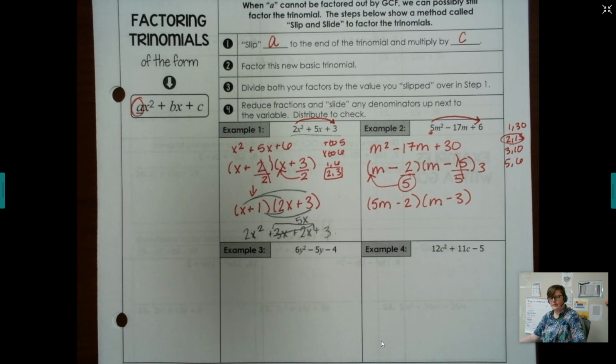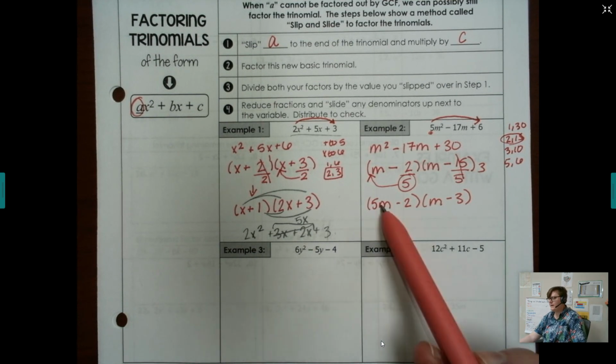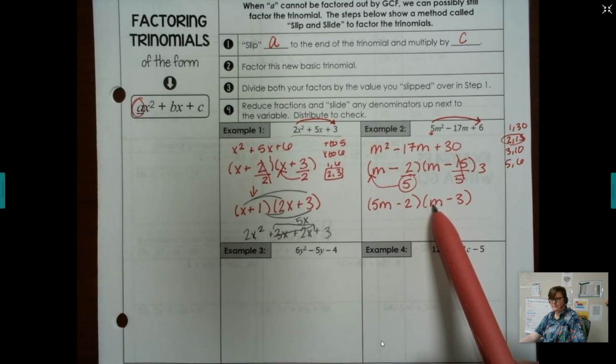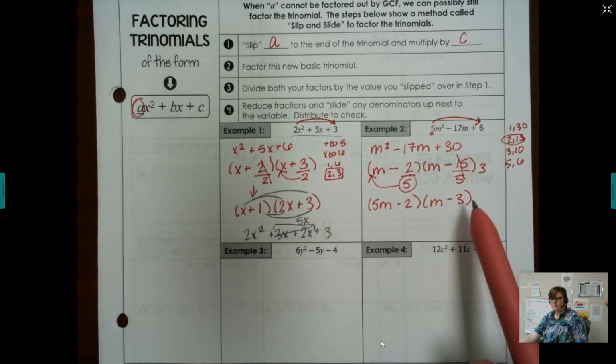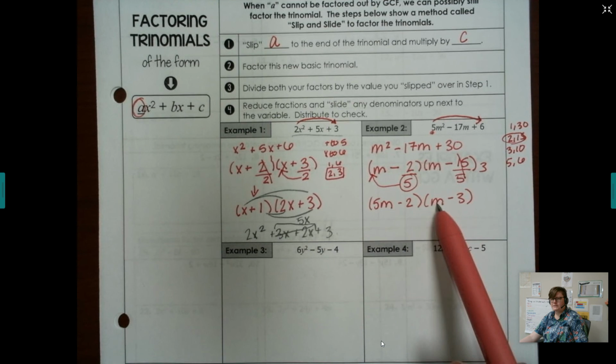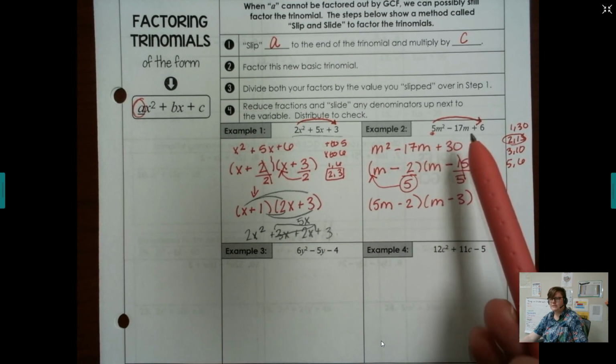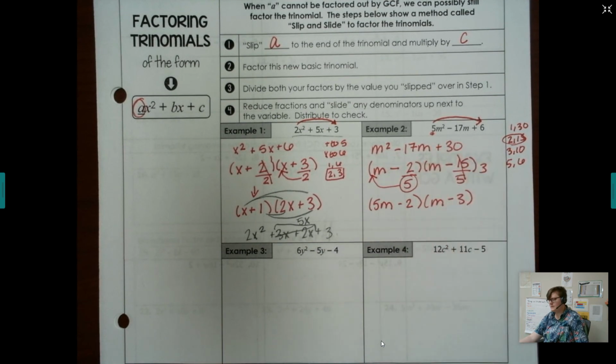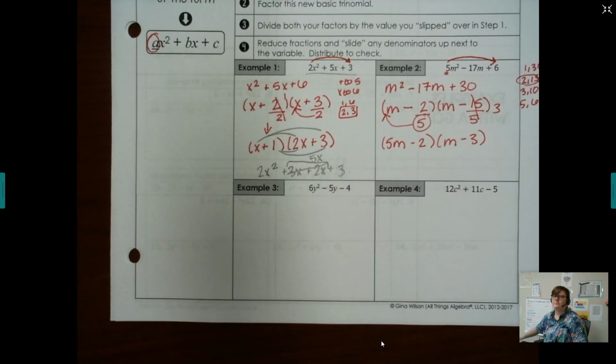Okay. And again, you can check it. 5m times m is 5m squared. Minus 15m minus 2m is minus 17m, plus 6. I'm not going to check all of them because that's a lot of work.